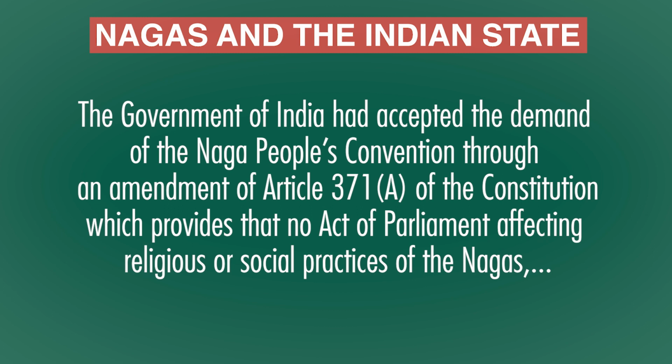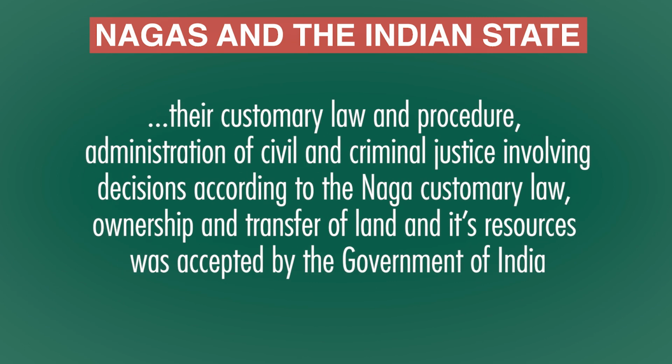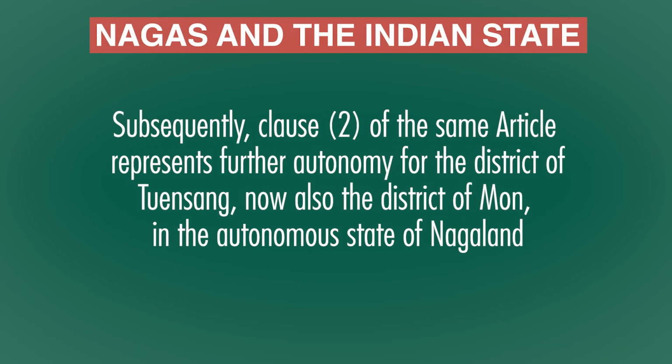No act of parliament affecting social or religious practices of the Nagas or their customary laws and procedures or administration of civil and criminal justice shall be made without the consent of the Nagas. In other words, the Constitution safeguards protection of Naga way of life and their customs and rights. Subsequently, clause 2 of the same article provides for further autonomy of the district of Tuensang and now the district of Mon in the autonomous state of Nagaland. Now, these two important provisions actually reflect that the Indian state has been accommodative to the Nagas, but definitely has not supported the demand for secessionism.